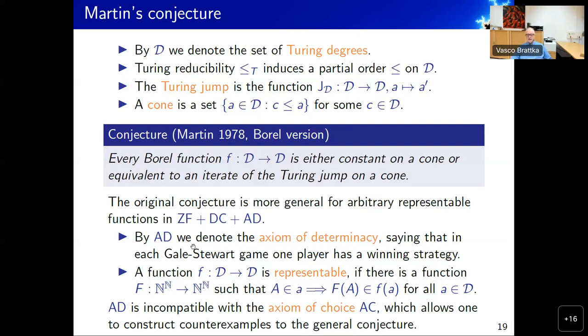And that axiom is known to be incompatible with the axiom of choice. So it's kind of an alternative setting for mathematics. And if we use this alternative setting, then we could remove here the Borel condition and work with all functions, but in this alternative setting.